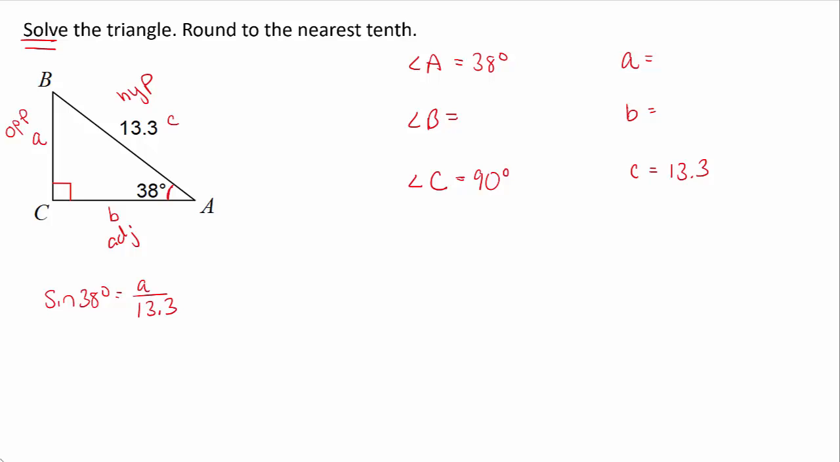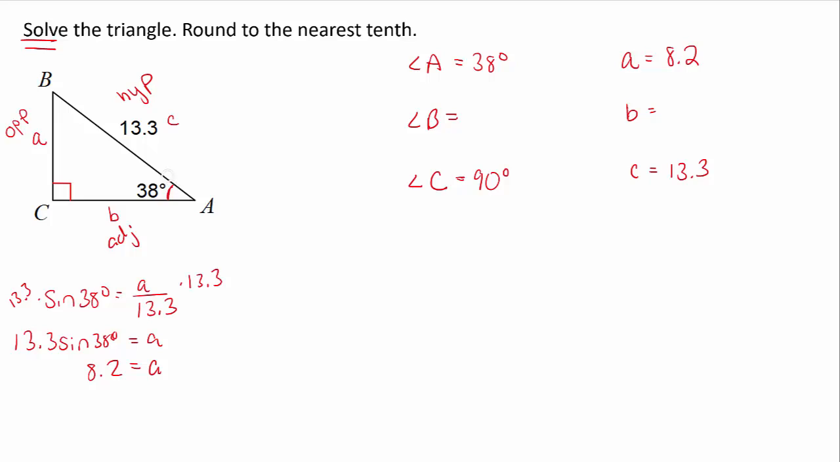And then this was from our last video, part 1. I'm going to multiply both sides by 13.3. And I get 13.3 times sine of 38 degrees is equal to A. And again, all of this over here is calculator work. And so we do that, and we get 8.2. So A is 8.2 units.